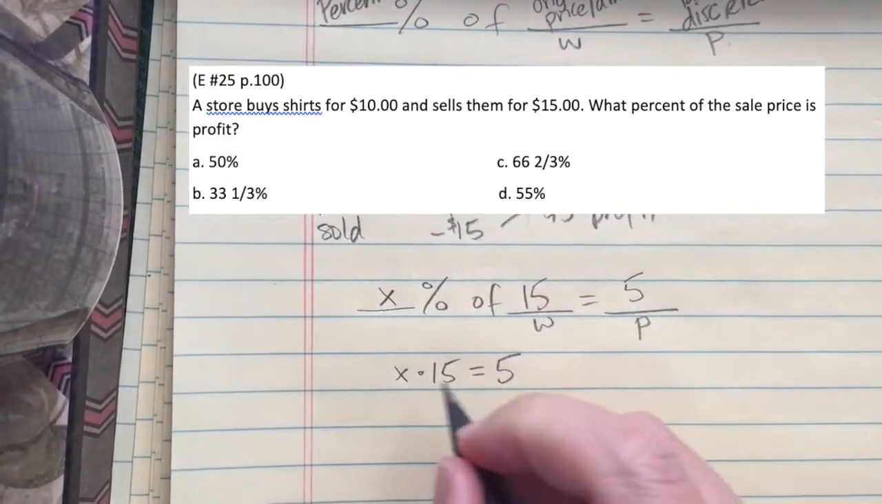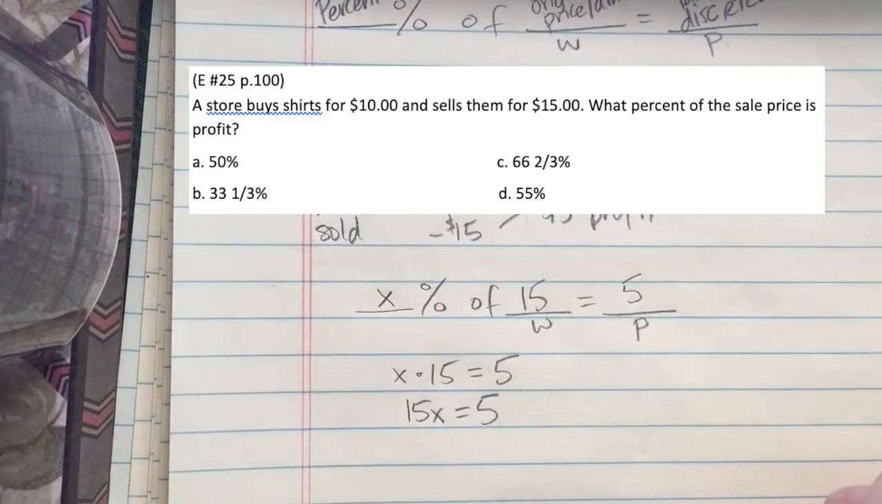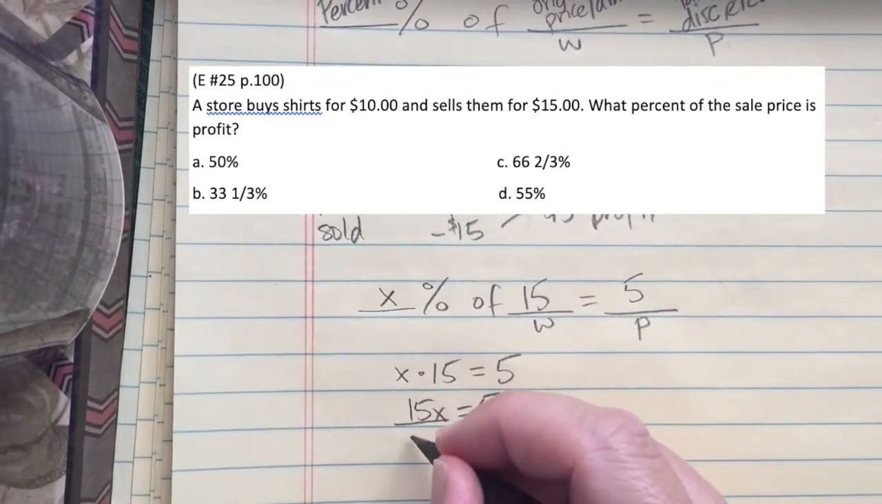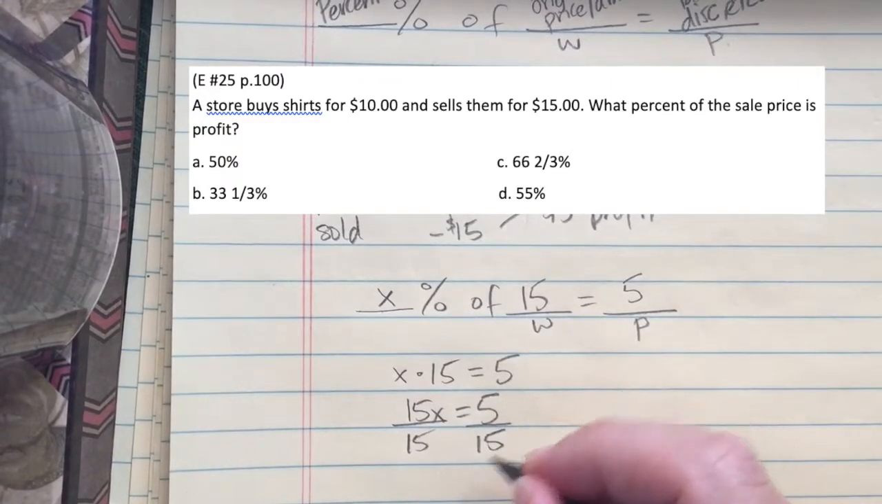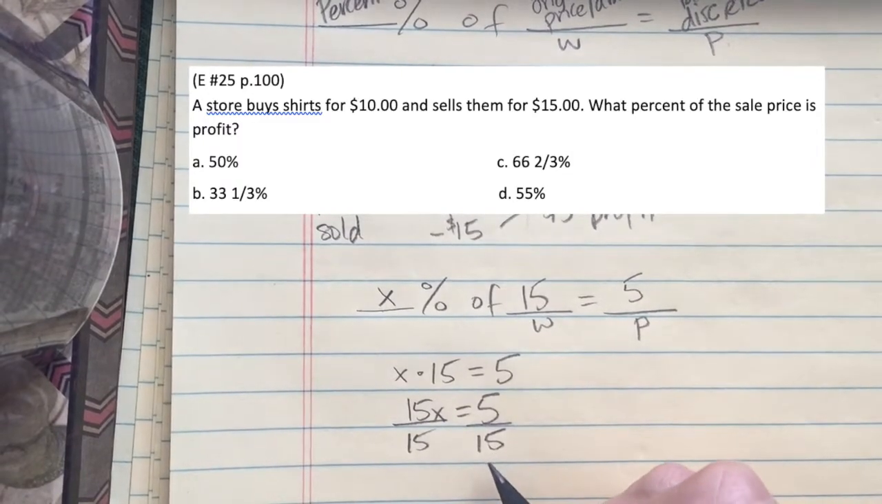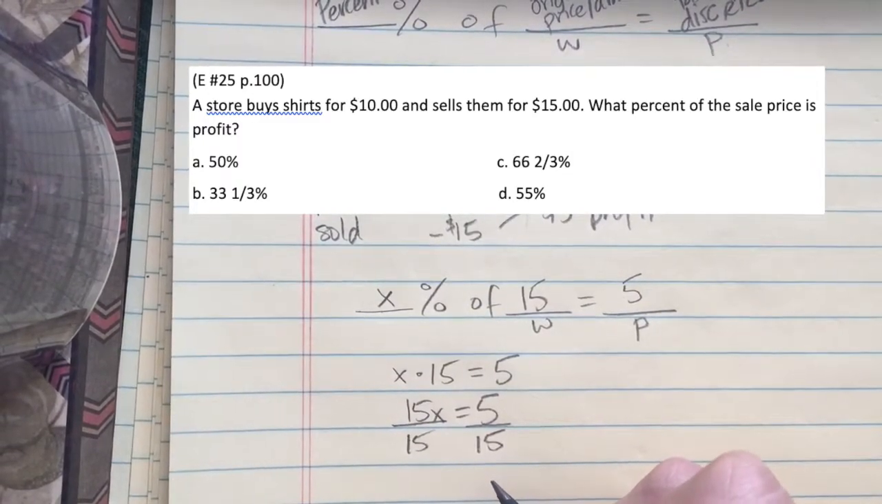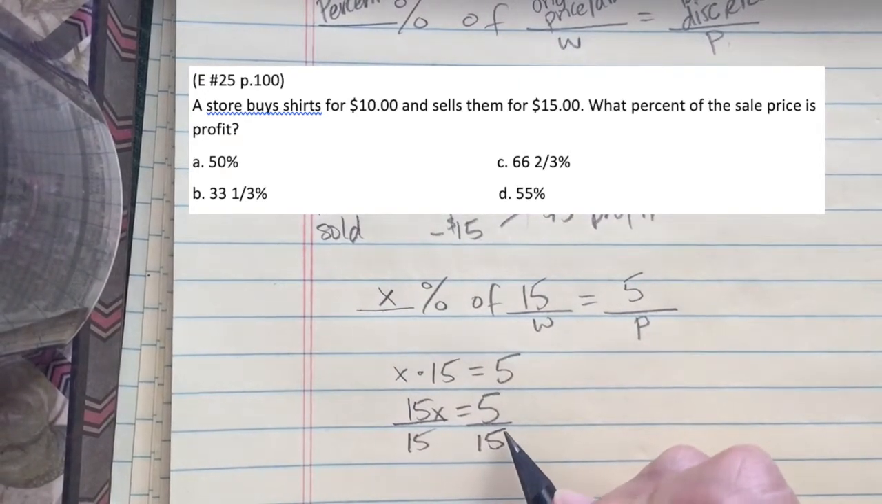Okay, so in order, we usually would write this 15x equals 5. So now I need to divide both sides by 15. 5 divided by 15. Now, at this point, I would look at my answers. You can see that all our answers are in a percent. So I would want to work this as a percent.